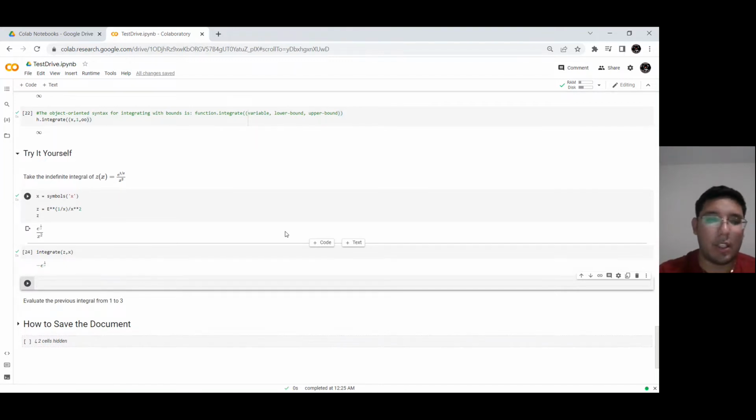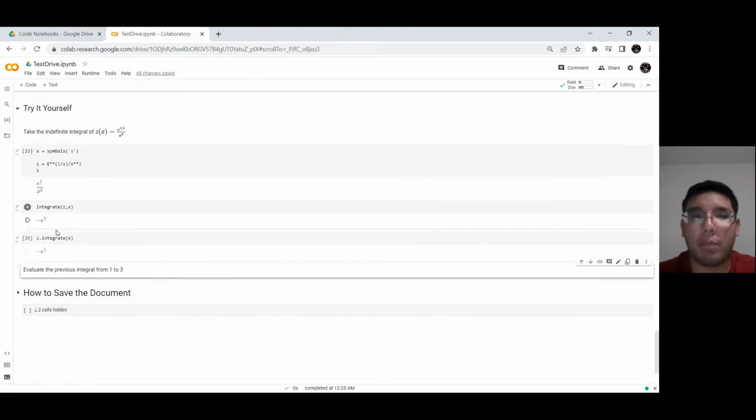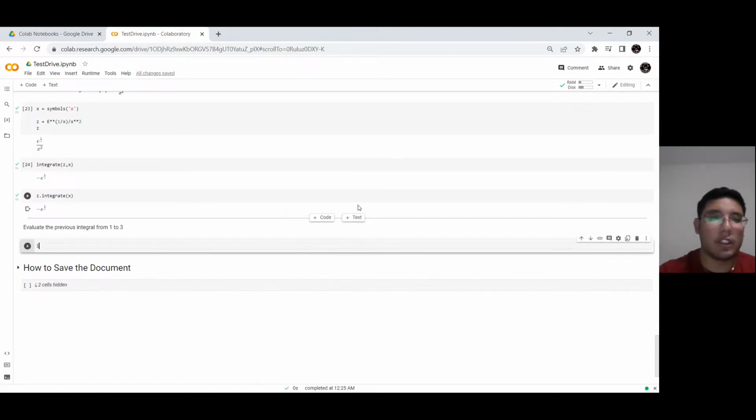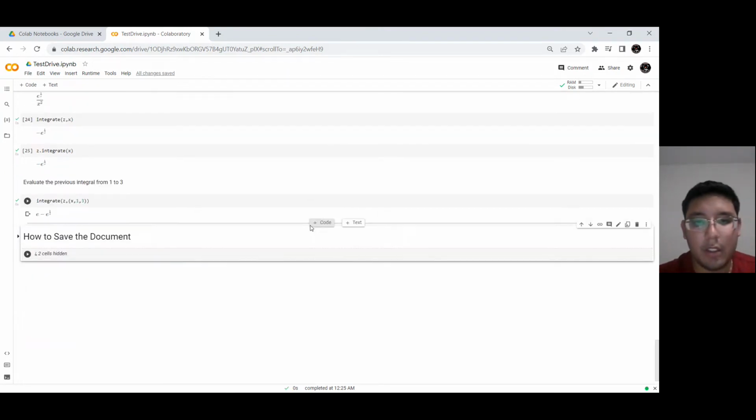And let's try to use the other syntax, the object-oriented syntax. So z.integrate with respect to x. And again, we should get the same answer. So that's how we check that we're properly using integrate. To evaluate, we just add it into our integrate. So integrate z comma, and then the parentheses, variable x comma from 1 to 3. We get e minus e to the 1/3.